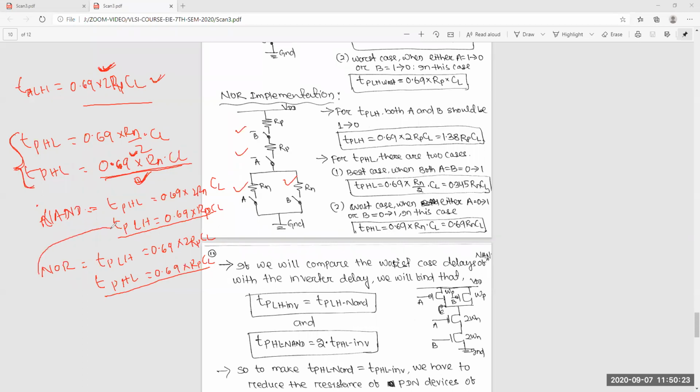Now whatever the TPLH or TPHL, if you compare with the inverter, it is the same. Yes or no? For the inverter also the same thing, so this value we will not think about. Now we think about these two. In NAND gate, you can see the 2 Rn term coming here, and in NOR, 2 Rp is there.